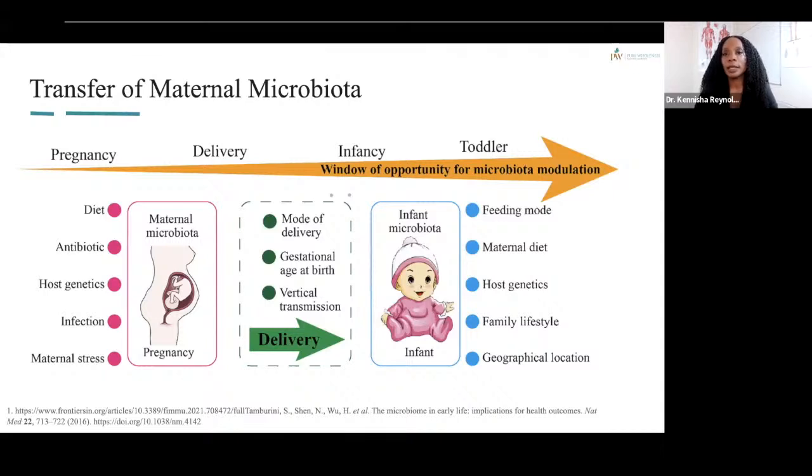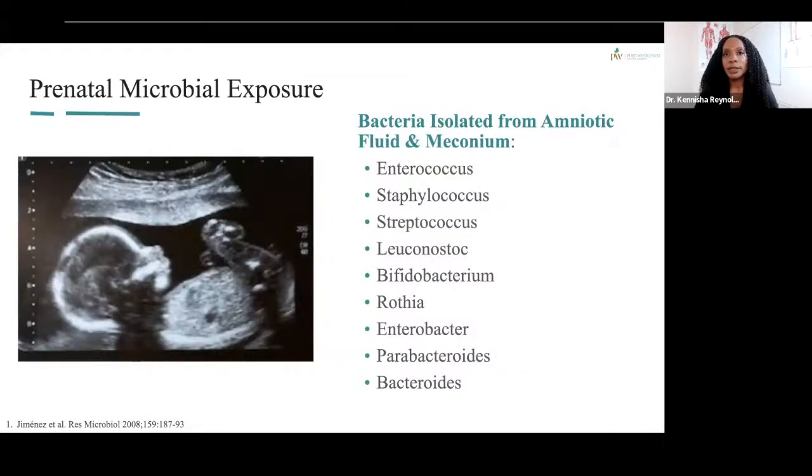And of course, later on in life, and as you see here from this diagram, the baby's microbiome is being shaped, and it starts way back during the time of the mother's pregnancy, delivery, and post-delivery. The baby's microbiome is further influenced as that child gets older from the feeding patterns or the types of foods that the baby's fed, et cetera.